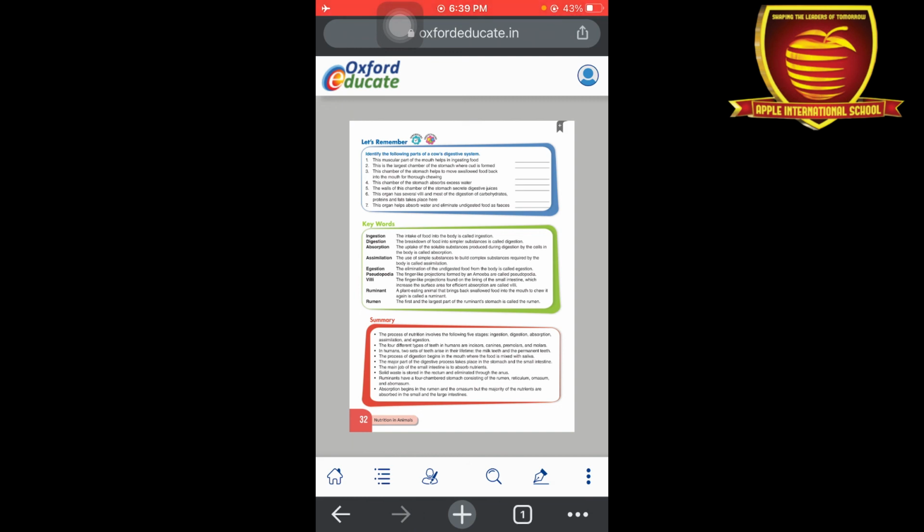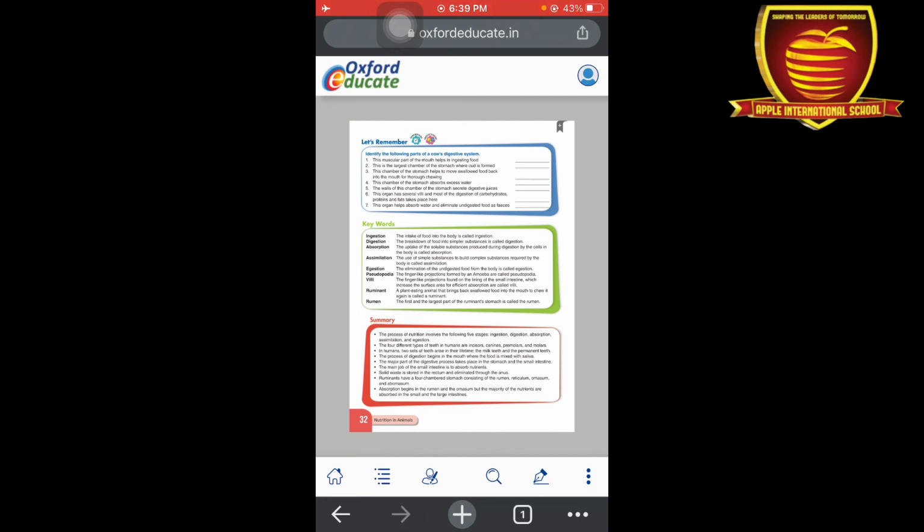So what did we learn or read in this chapter? So we read in this chapter about nutrition in animals. Okay, so nutrition in animals takes place in 5 stages. First one is ingestion, digestion, absorption, assimilation and egestion. Okay, and there is one new term introduced, that is villi. So what is a villi?